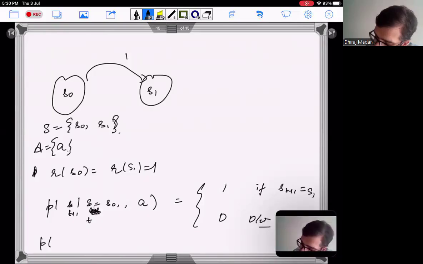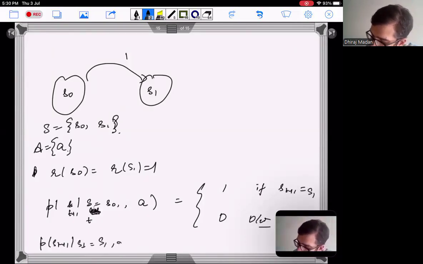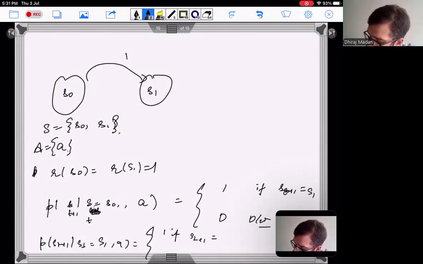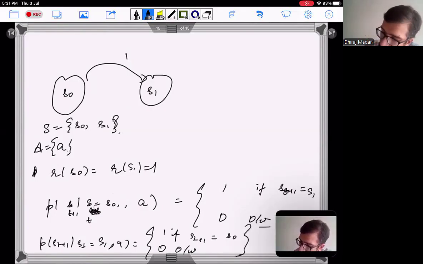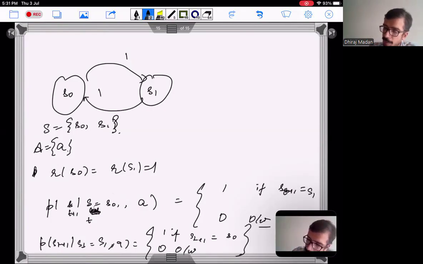And similarly, P of ST plus 1 given ST is S1 and A is 1 if ST plus 1 is S naught and 0 otherwise. So if you start from S1, then with probability 1, we are moving to S naught in the next step. And the rewards are always 1 for both. So R of S naught is 1 and R of S1 is 1.